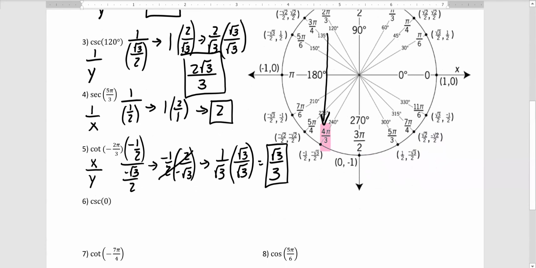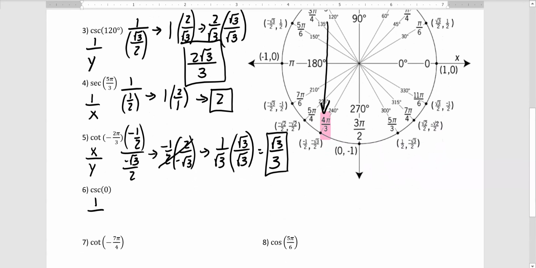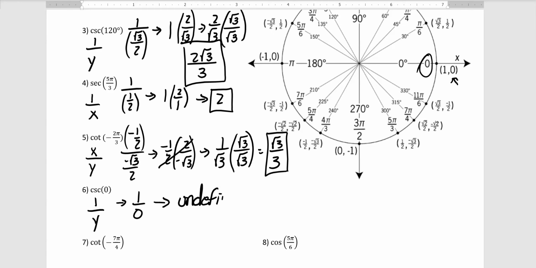Cosecant. Cosecant, of course, is 1 over y. Oh, here's a good one. All right. So the y value of 0, let's find that. 0 would be right here. What's the y value? It is 0. So this is 1 over 0. Are we allowed to divide by 0? No, we cannot. So this is an example of undefined. The cosecant of 0 is undefined because it's 1 divided by 0. We're not allowed to divide by 0.